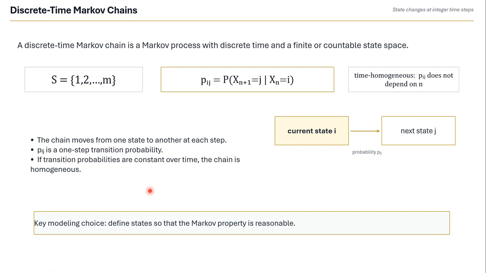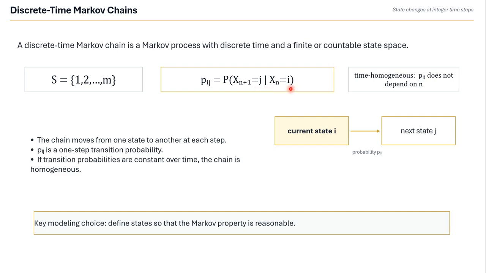Okay, a discrete time Markov chain is a Markov process where time moves in integer steps and the state space is finite or countable. We usually write the state space as S equals 1 up to M for a finite chain. The one-step transition probability from a state i to a state j is written Pij. Formally, Pij equals P of Xn+1 equals j given Xn equals i.